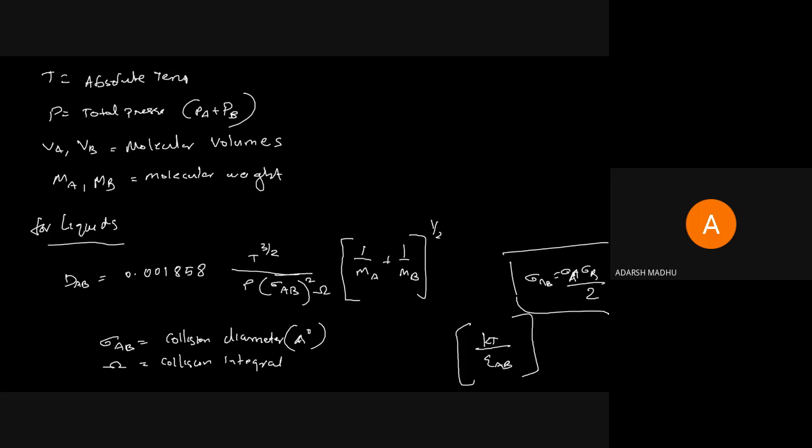The value of kT by sigma AB will be given in your problem, and you can easily find the omega value, then substitute it in the equation to find the diffusion coefficient for liquids. Okay.